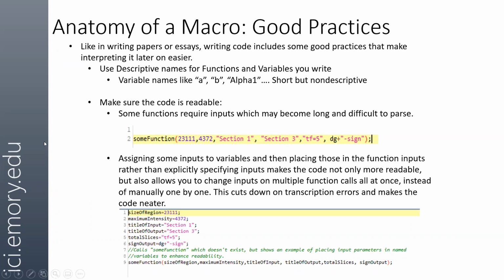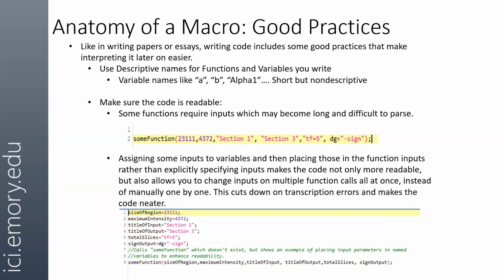A second consideration is to make sure the code is readable. And that basically depends on what you're doing. But in general, if you write a code or a function, and you come back to it, you want to make sure you can tell what's going on. So the example here is some function, that's not a real function, it's just a placeholder name that takes all of this input. And for the function here, I have explicitly stated the input numerically and whatever strings it needs as input. I've stated them there directly.